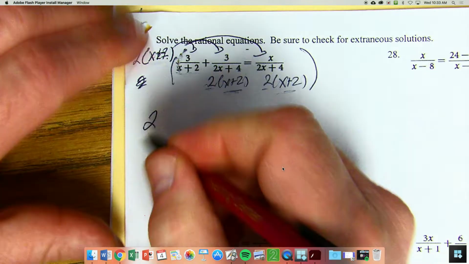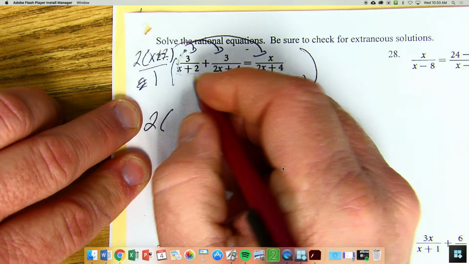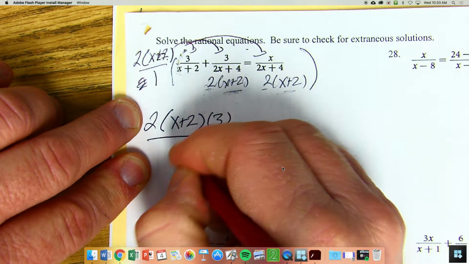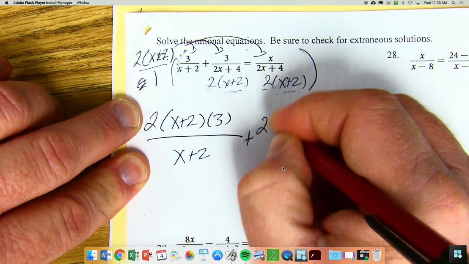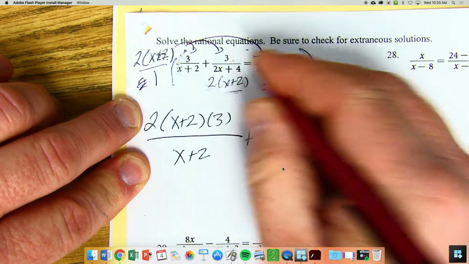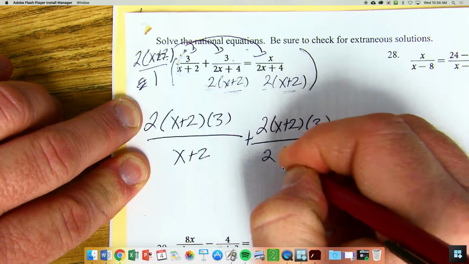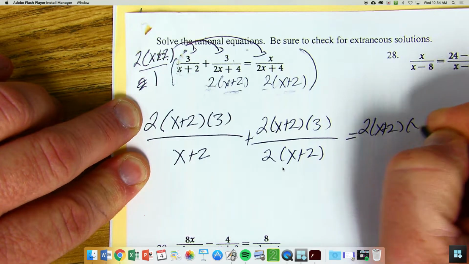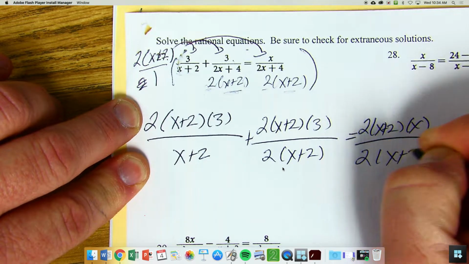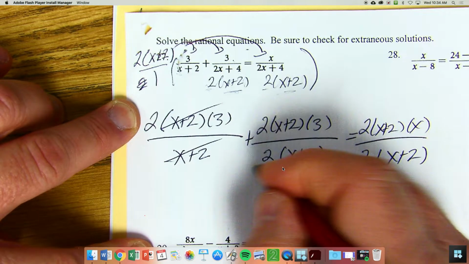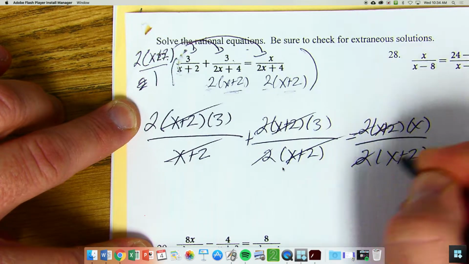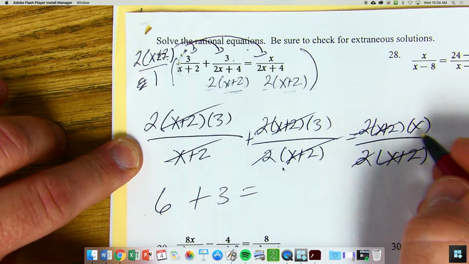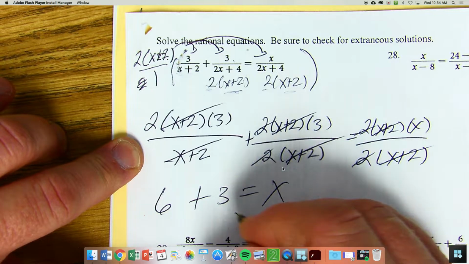Gives me 2 times. Oh, and this is like all over 1. So I get 2 times x plus 2 times 3 all over x plus 2, plus 2 times x plus 2 times 3 all over 2 times x plus 2, equals 2 over x plus 2 times x over 2 times x plus 2. Okay, say goodbye. Eliminate your denominator. The whole reason you did what you just did. So that gives us 6 plus 3 equals x. Or in other words, x equals 9.